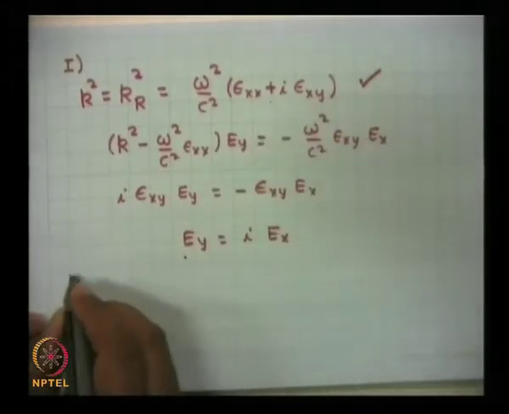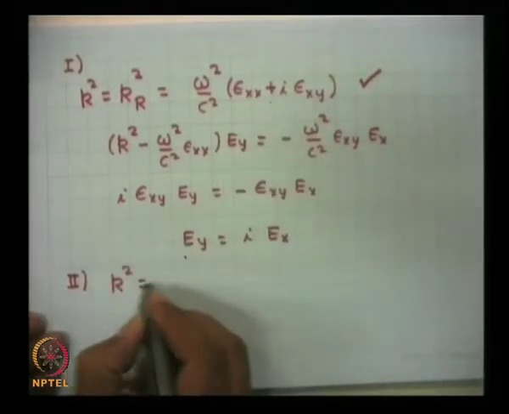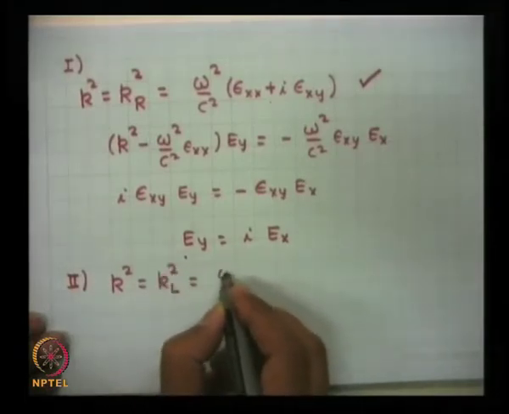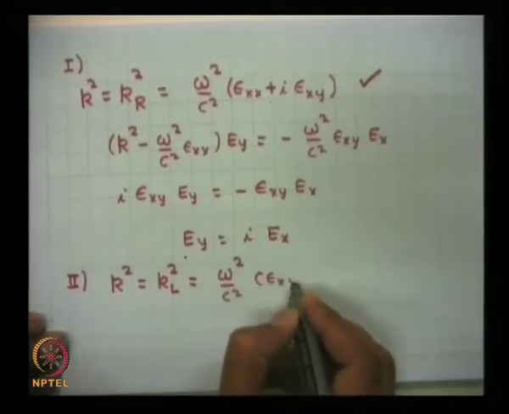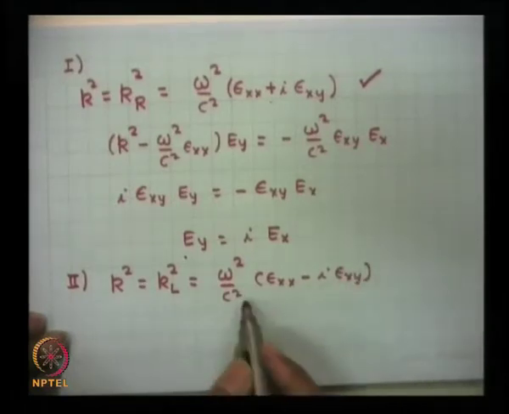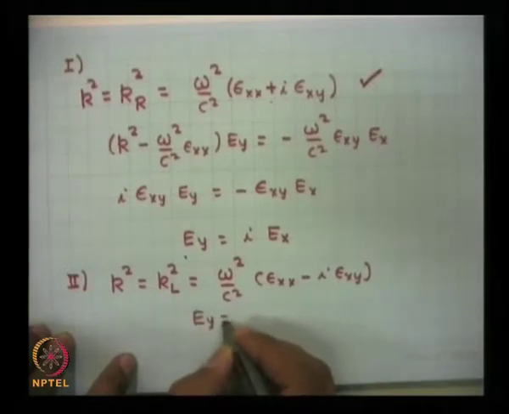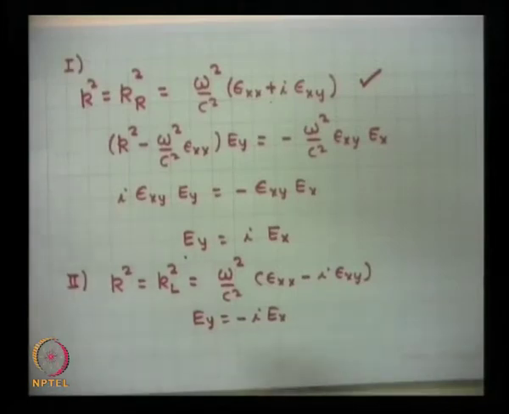On the other hand, if I choose the negative sign there, then this is denoted as kl square, a symbol kl square is used for this, is omega square by c square epsilon xx minus i epsilon xy, and if I use this in this equation, I get Ey is equal to minus iEx. What a dramatic change here.